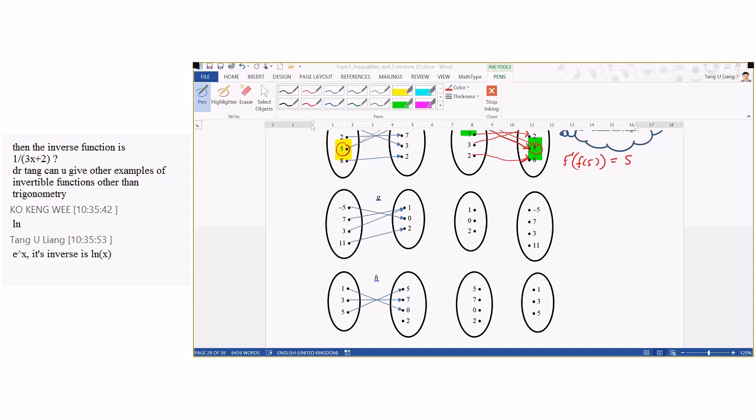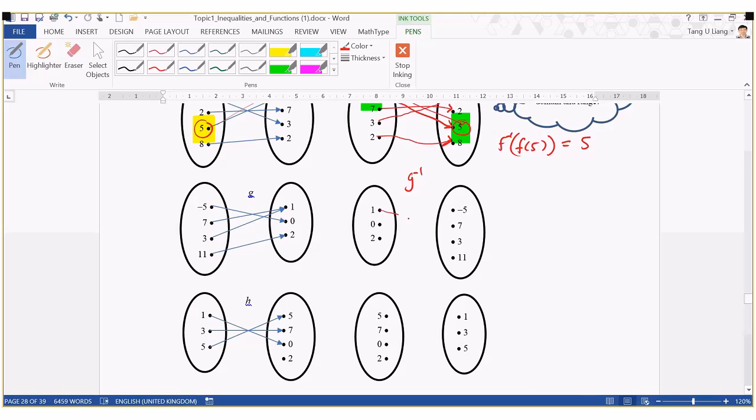Okay guys, let's look at G. And now let's say we try to fill up the arrows. I'm going to fill up the arrows for you, and then you tell me whether G inverse is a function or not. Okay, so let's just look at G inverse. We look at 1. If I'm trying to revert things, it seems that 1 has to point to 7 and also point to 3. 0 will point to negative 5 and 2 points to 11. Okay guys, can you tell me, is G inverse a function or not?